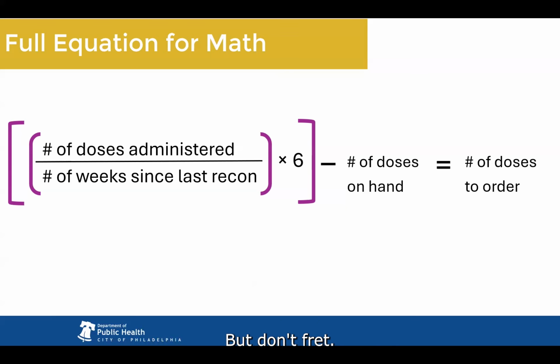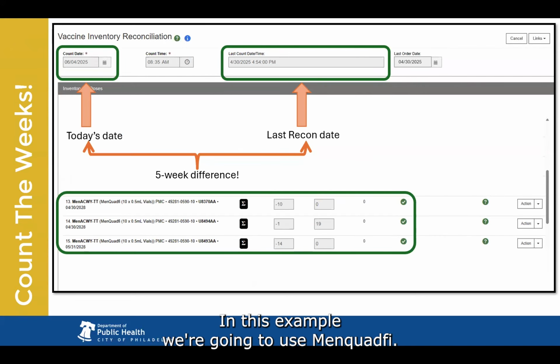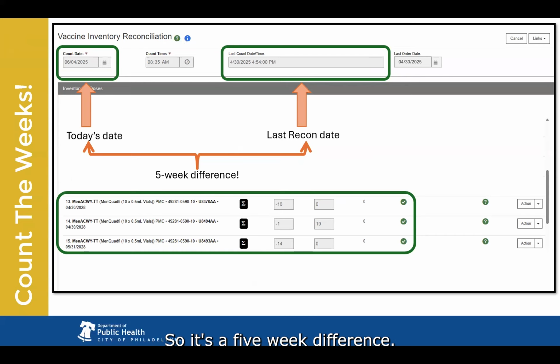But don't fret, we're going to walk through the steps. And again, we're going to start with our example. And in this example, we're going to use Menquadfi. And again, we want to look at today's date and the last recon date. So it's a 5-week difference. So keep that number 5 in mind because we're going to apply that a little bit later.